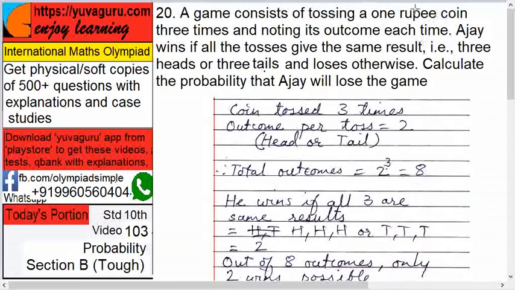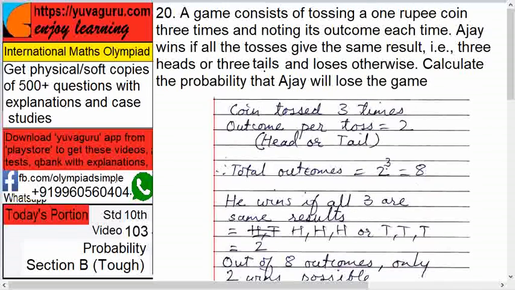See here, a 1 rupee coin is tossed. So the coin is tossed 3 times. Outcome per toss is 2, either heads or tail. So total outcomes is 2, that is per toss, raised to how many times tossed? 3. Right? So 2 cube, 8. So total is 8.